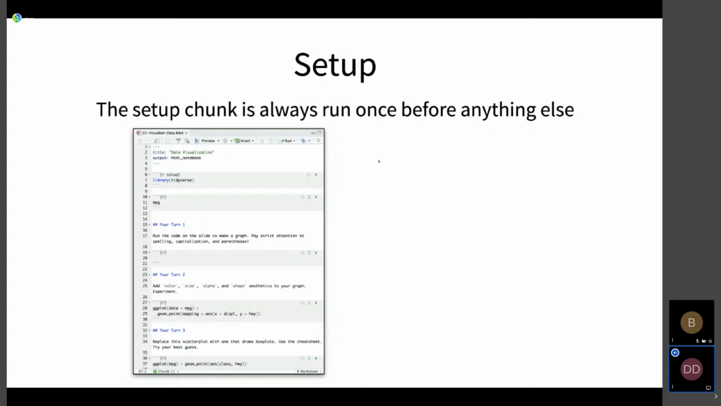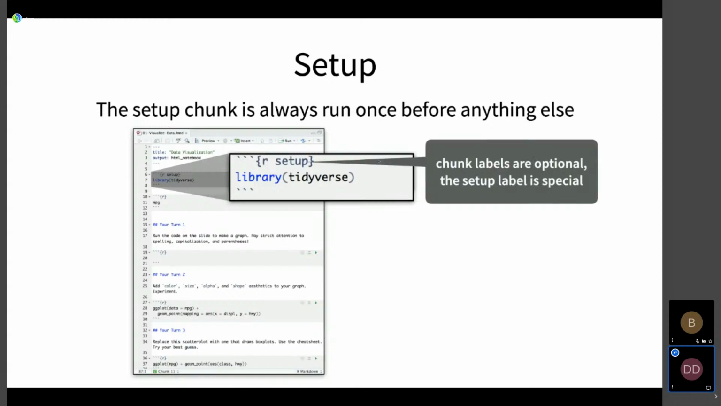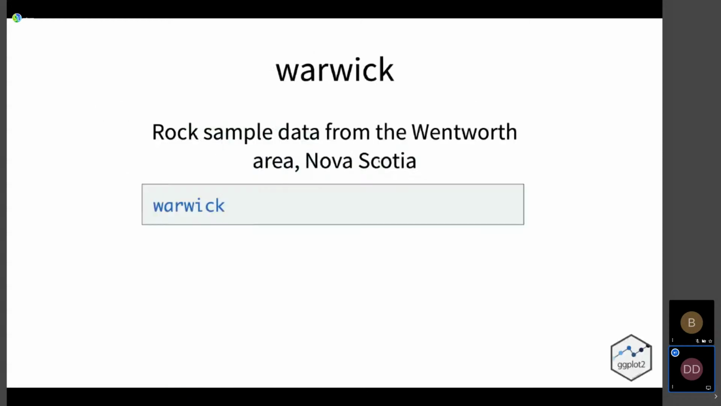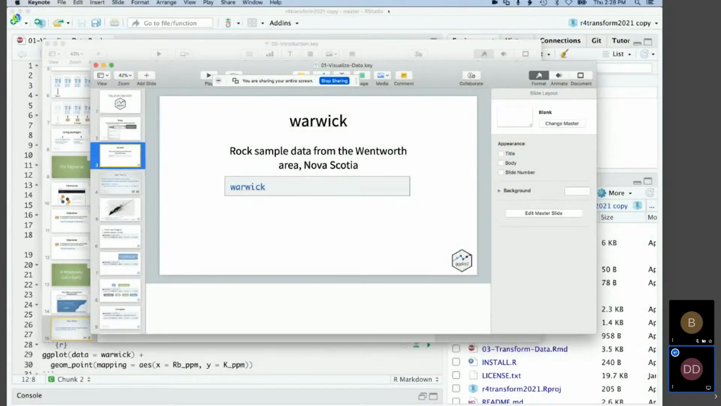We talked a little bit about this notebook, that setup chunk where we use library to load our packages. In our case, we loaded the tidyverse, which contains ggplot2, and we loaded the geoscientist package, which has the data that we're going to use as an example. That rock sample data is from the Warwick data set. So I'm going to hop out of here and hop back into RStudio.